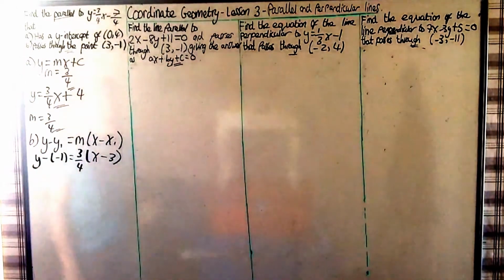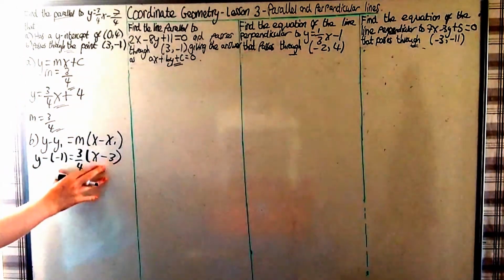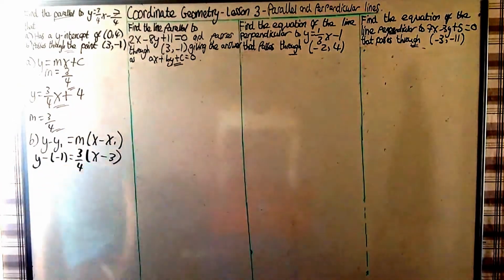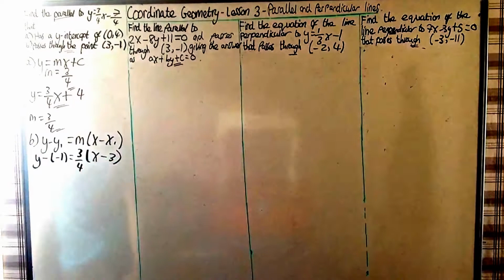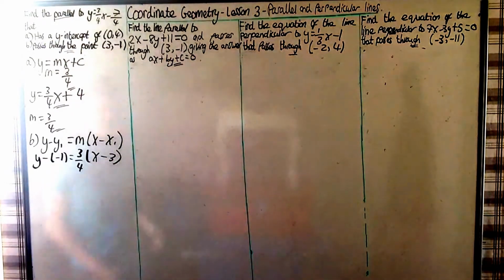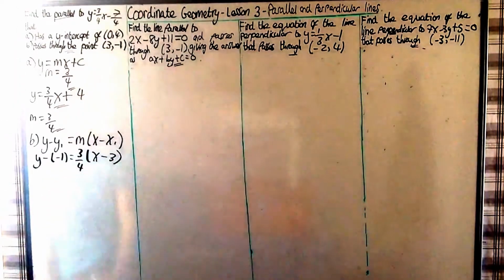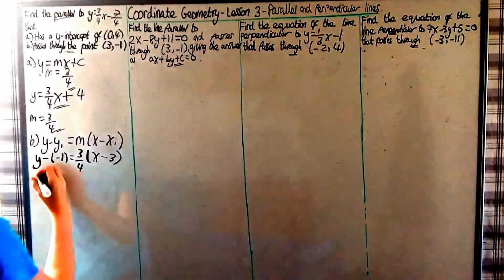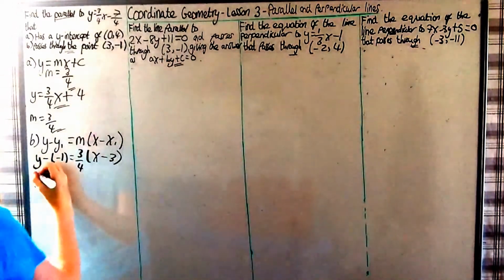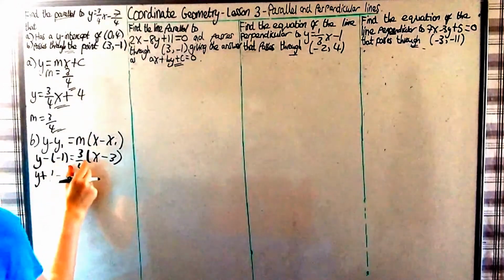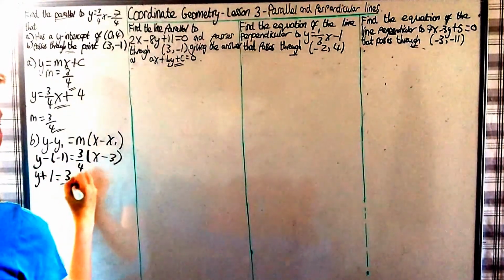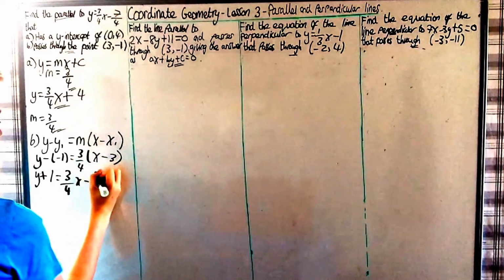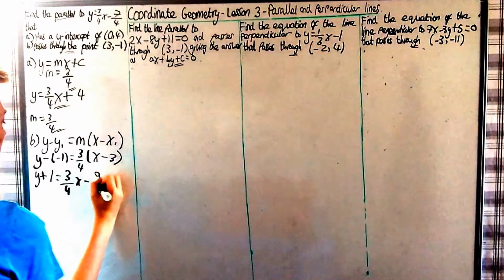However, with exam boards changing, I don't want to leave it in this form because you never know, they might start asking you to simplify this down into the form y equals mx plus c, for example. So I would always expand this and simplify it just in case. So here it's going to be y minus minus 1, that's y plus 1, is equal to 3/4 x, minus 3 times 3/4, which is just going to be minus 9/4.